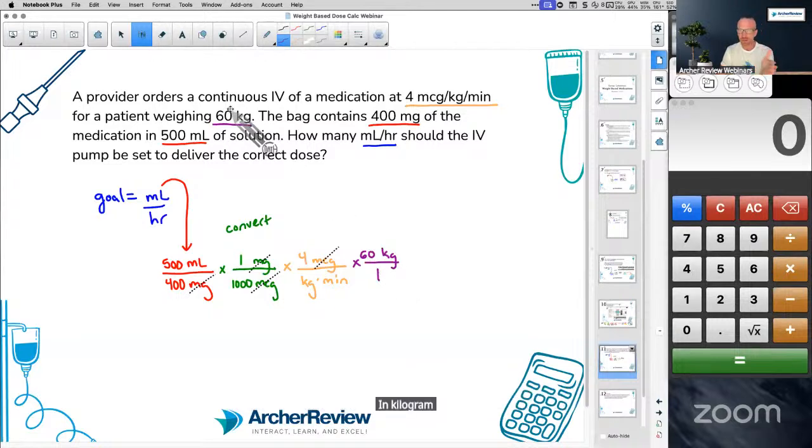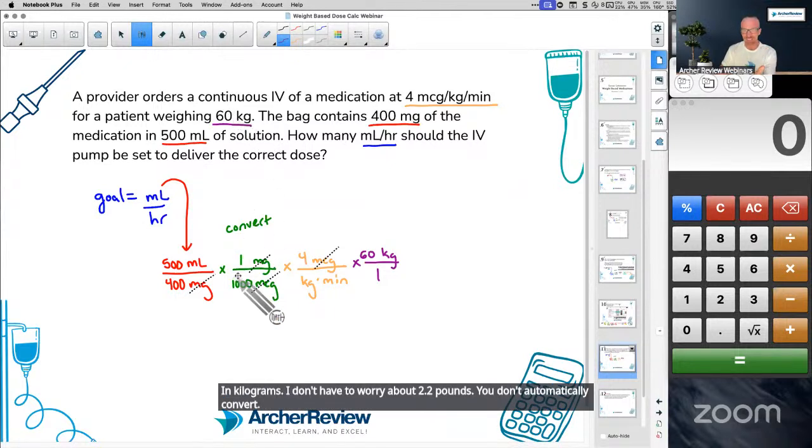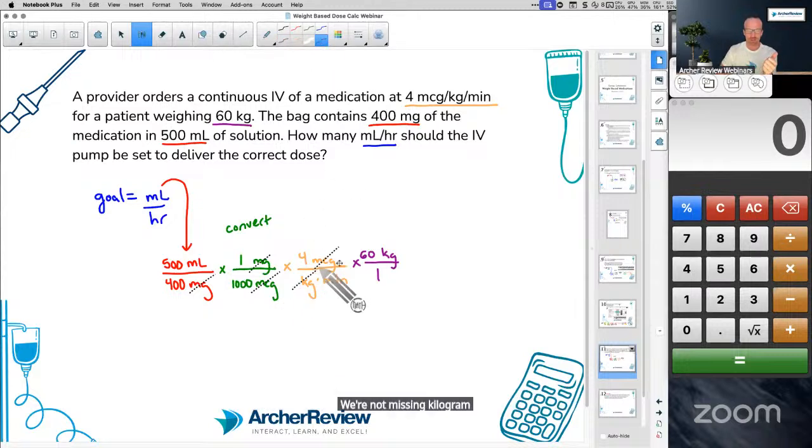I don't have to worry about 2.2 pounds. You don't automatically convert. You only convert when you're missing stuff. We're not missing kilograms, so kilograms cancel out. If you stopped right here, your answer would be milliliters per minute. That's not what we want. We want milliliters per hour. So guess what I'm going to do?